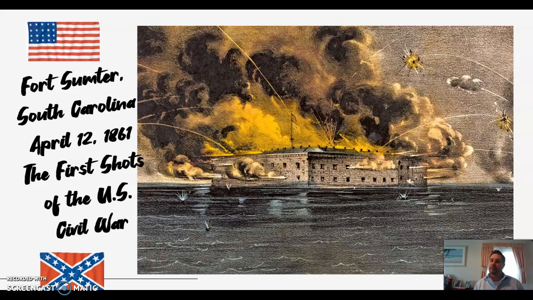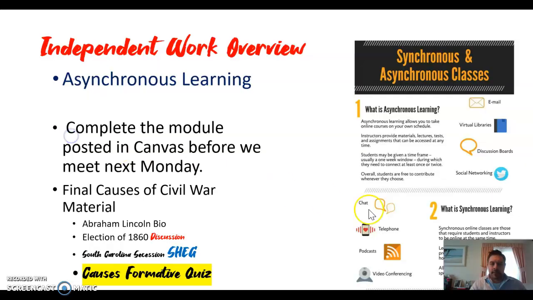Things are kind of calm for a little while, and then in the early morning hours of April the 12th of 1861, there was a federal fort in the harbor of Charleston, South Carolina, and Confederate forces will open fire on the fort on April the 12th of 1861, which will mark the first shots of the U.S. Civil War. So it's kind of an overview for what you're going to be learning in this module.